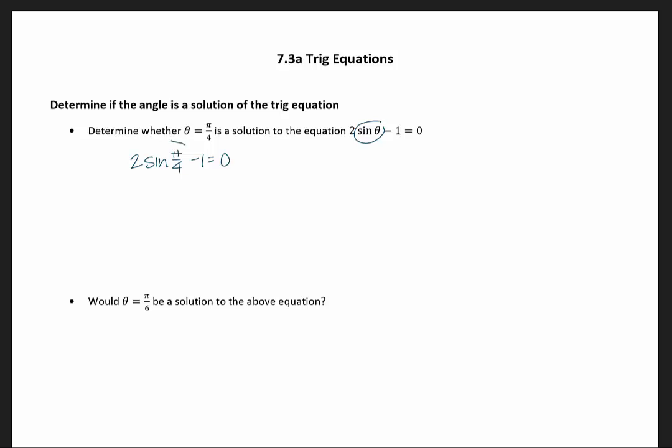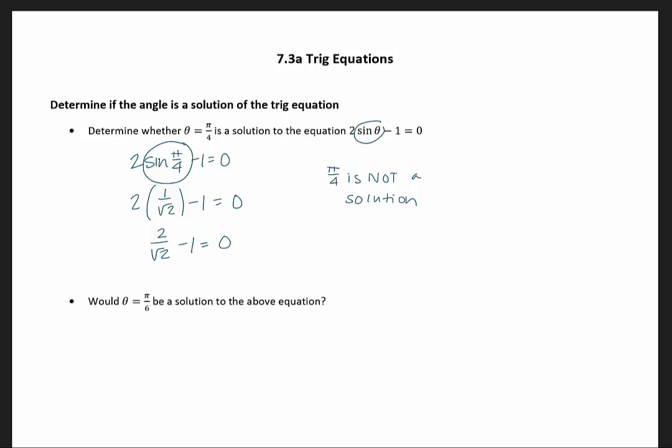So I know what sine of pi over 4 is. I know that it's 1 over root 2. And so when I multiply this, I get 2 over root 2 minus 1 equals 0. And I can already tell that this isn't going to go away. 2 over root 2 subtracted by 1 will not get me 0 because 2 over root 2 is not 1. And so we know that pi over 4 is not a solution to that equation that we had above.